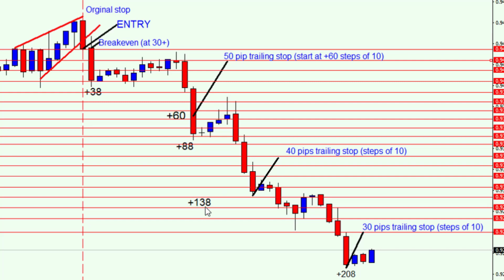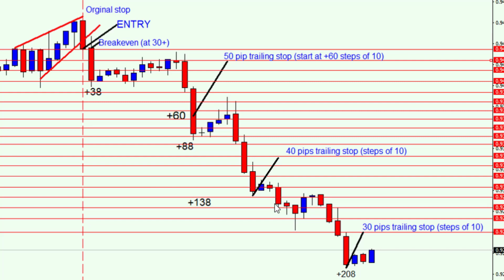And it then went to 138. Now at this point, with this tool, you can change the settings. So what I would do here is change it to a trailing stop of 40. So the price has to reverse 40 to be stopped out with steps of 10, and that's what happened there. I'm just squeezing the price into a more narrow range.